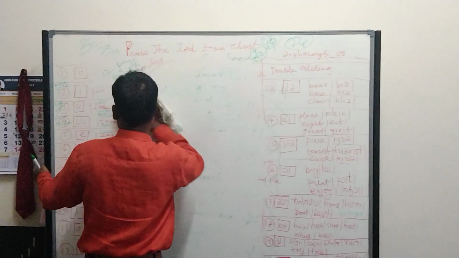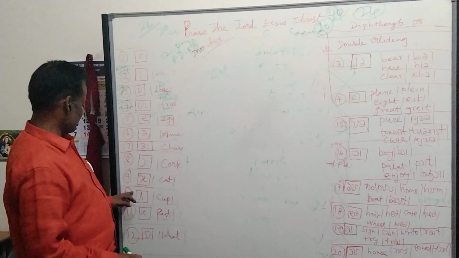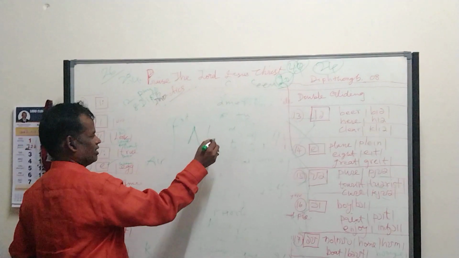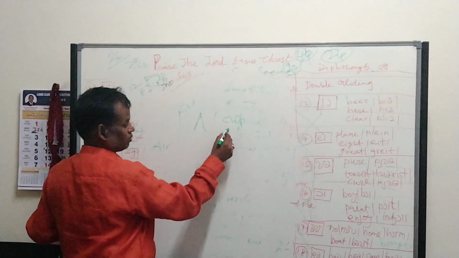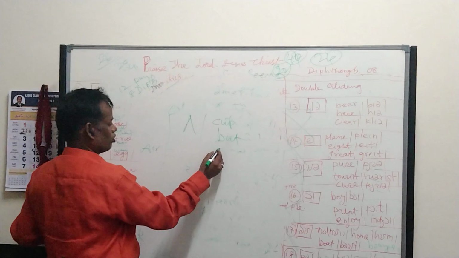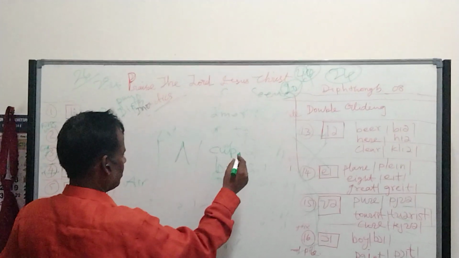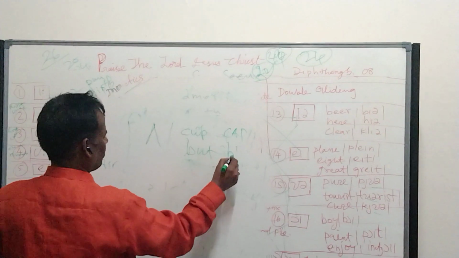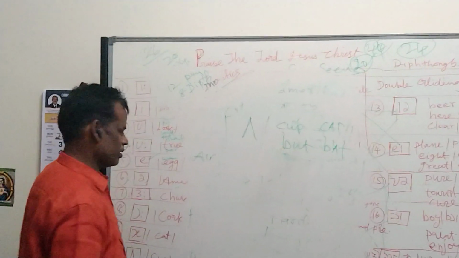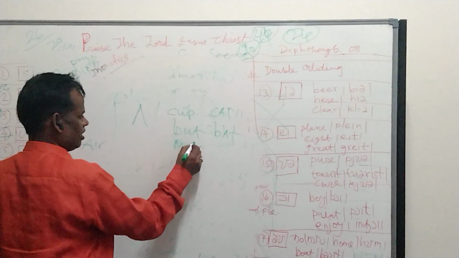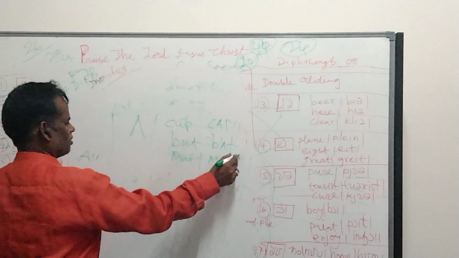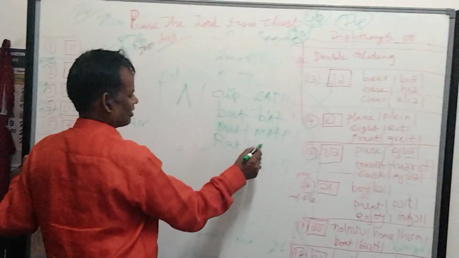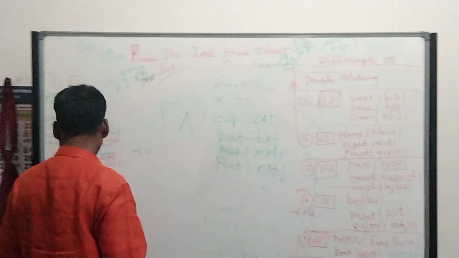Next is the cup sound, the inversion of the A sound. For this, cup, and also but, and put. A cup of coffee, cup, correct pronunciation is important. But, and also mat, that is important, and rat, pronunciation is important.